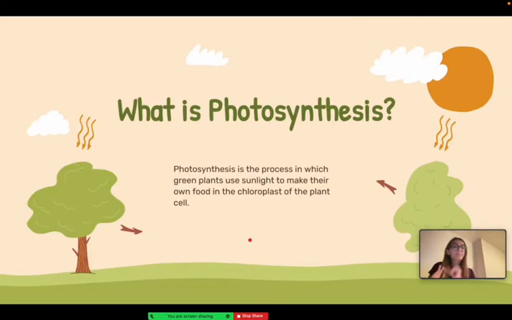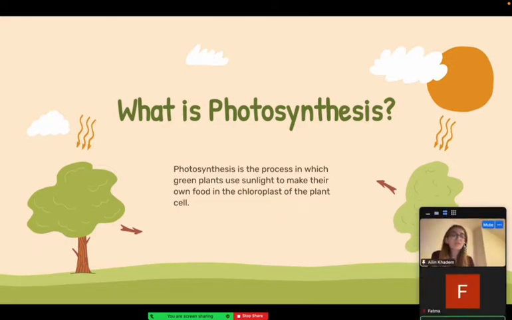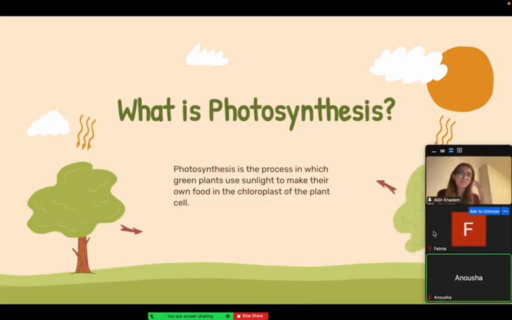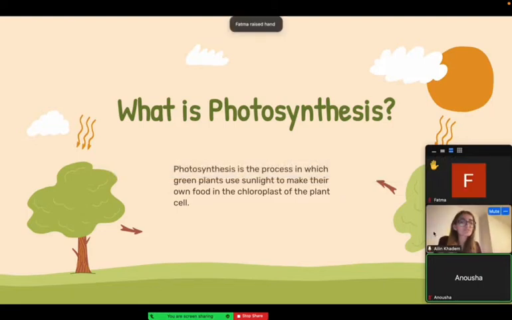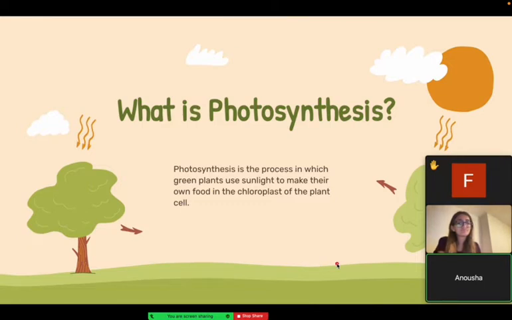Now, before we talk about the importance of photosynthesis, I want you guys to guess, Fatma and Anusha, what do you think the importance of photosynthesis is? When you hear photosynthesis, what do you think it gives to us? What's the importance? Yes, Fatma. It helps give food for the plants to give us oxygen.